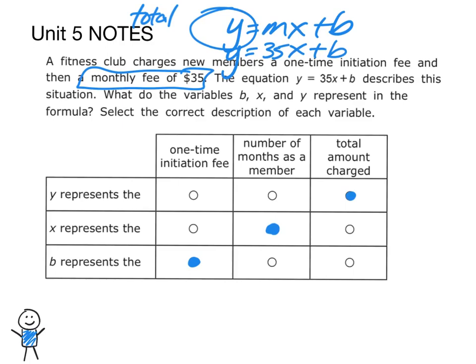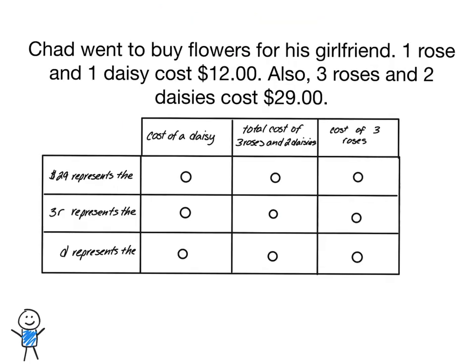This example says Chad went to buy flowers for his girlfriend. 1 rose and 1 daisy cost $12. 3 roses and 2 daisies cost $29. So my mind automatically goes to creating a system since this looks like 2 equations. I'll write the first one. 1 rose plus 1 daisy costs $12. And then 3 roses plus 2 daisies cost $29. Let's see if we can interpret the parts now.